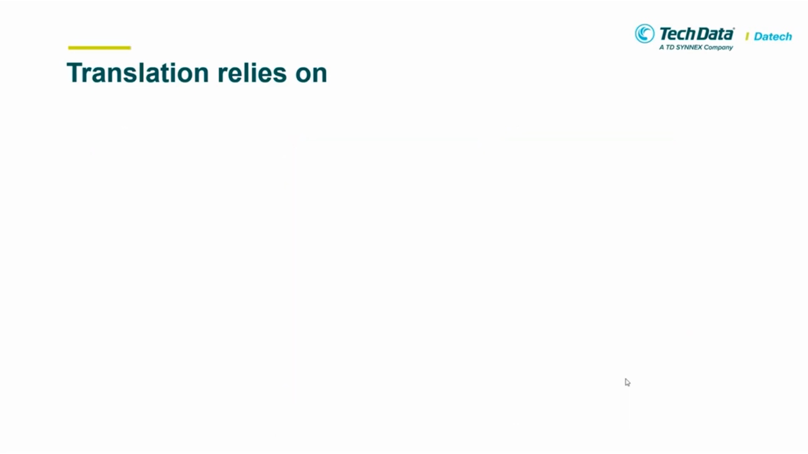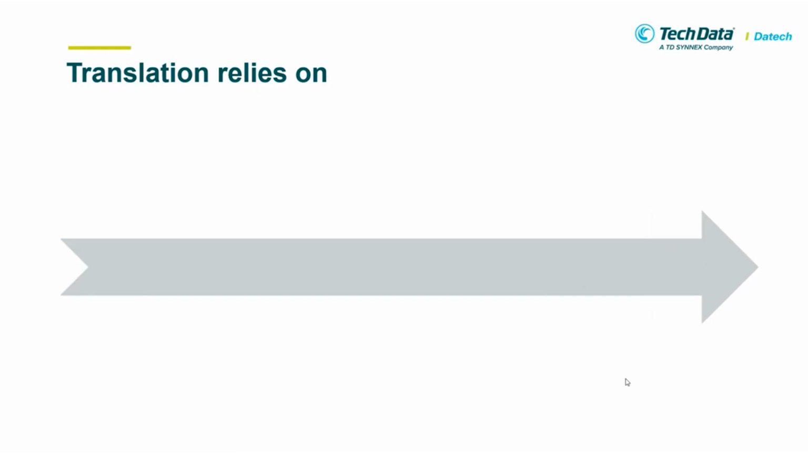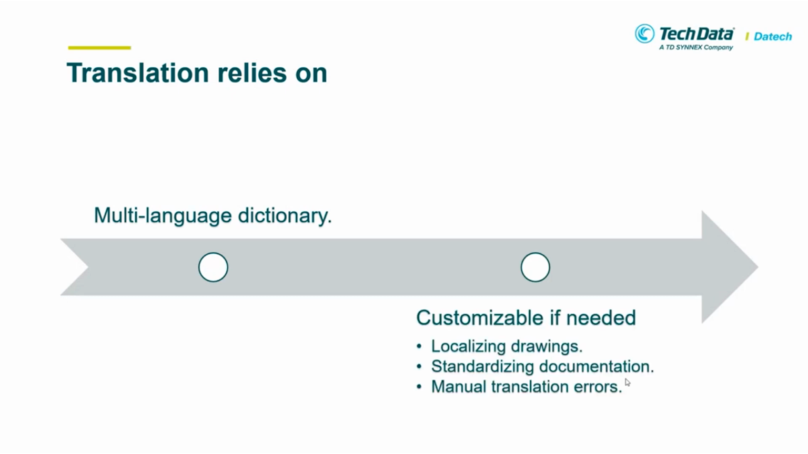The multi-language directory relies on contents that have been mapped for the standard mechanical terms. These files are customizable, so you can add your own terms if needed. They are useful for localizing drawings for international clients, standardizing documents across multiple teams, and reducing manual translation errors in technical drawings.